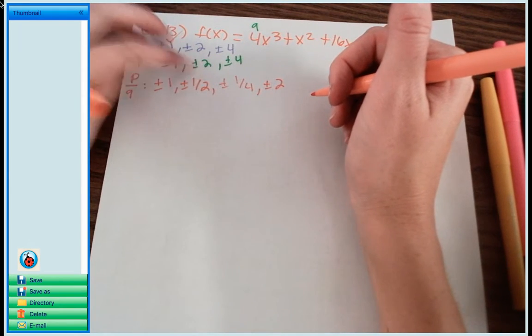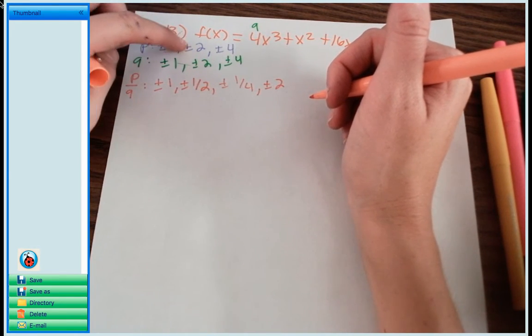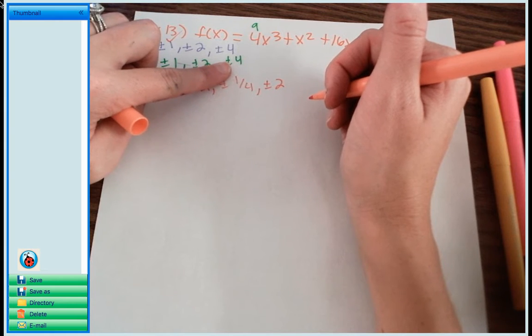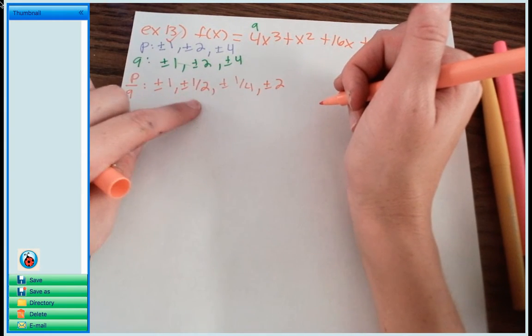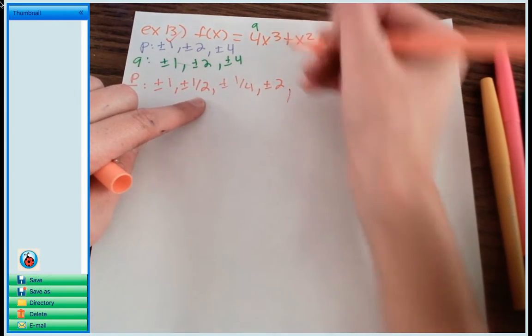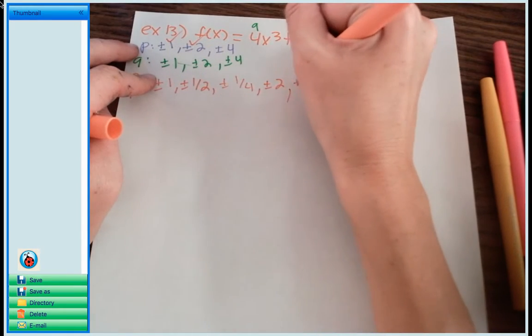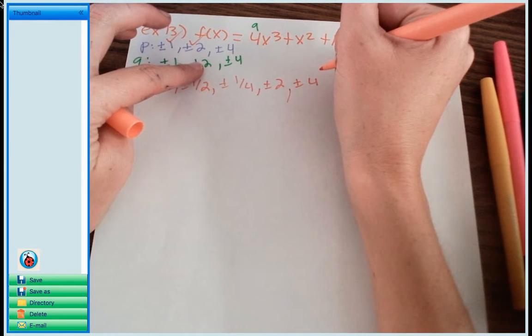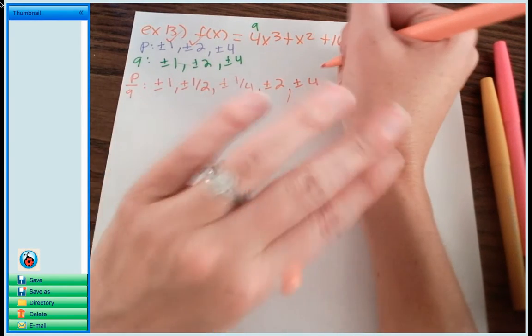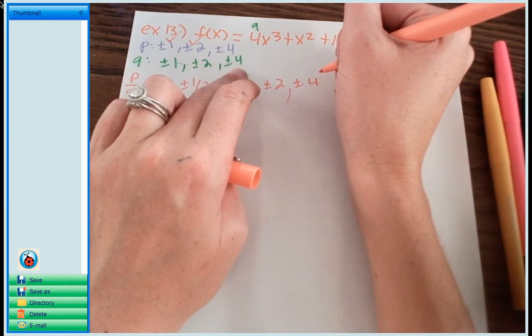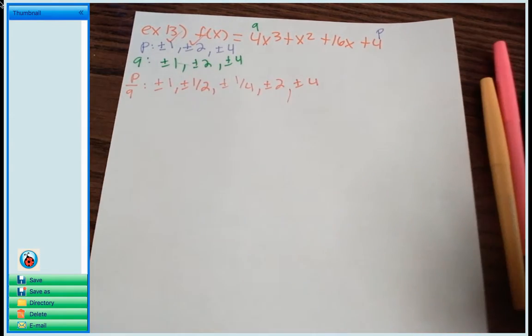2 divided by 2 is 1, but I already have it. And 2 divided by 4 is 2/4, and that reduces down to 1/2, so I don't have to write that. So bam, that one's done. 4 divided by 1 is 4. 4 divided by 2 is 2, but I already have that, so I don't got to write it. And 4 divided by 4 is 1, but I don't have to write it. Okay, so this is my P over Q list.